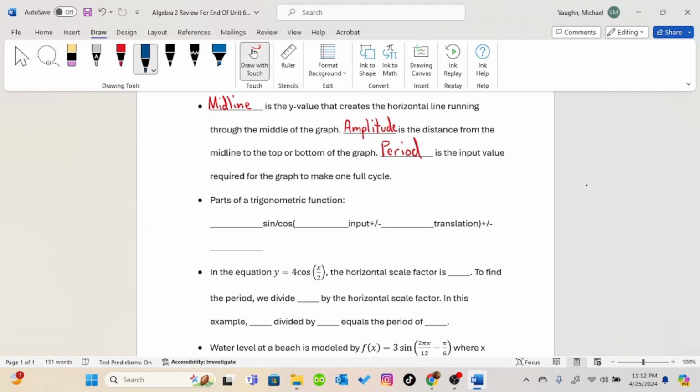Parts of a trigonometric function. Ensure you understand which parts of the function represent which parts of the graph. So first, we have the number in front that is going to multiply by sine or cosine. This number out front is going to be the amplitude.